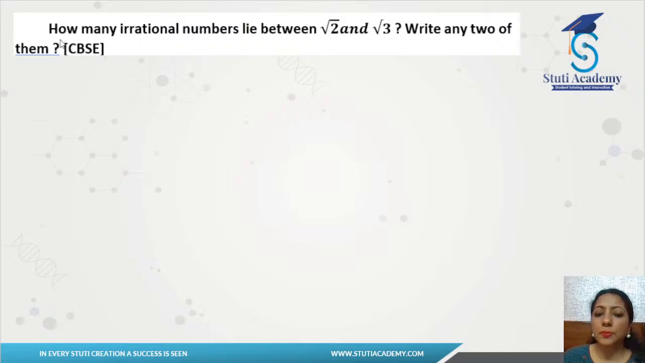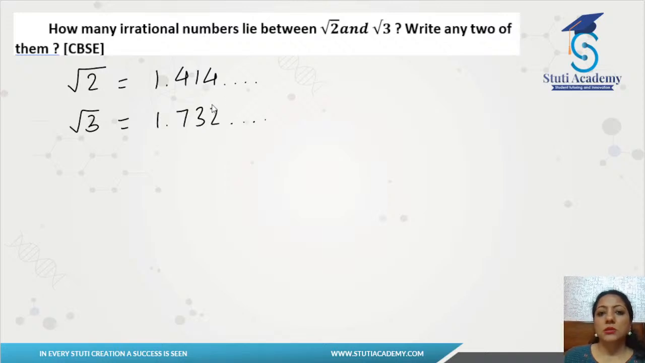Now this one is very simple. How many irrational numbers lie between square root of 2 and square root of 3? Write any two of them. So square root of 2 we all know it is 1.414 and then we have some digits after that. Then we have square root of 3 as 1.732. So there are infinite irrational numbers between two irrational numbers. We know square root of 2 and square root of 3, they are irrational numbers. Now we have to write any two of them. Any two we can write.